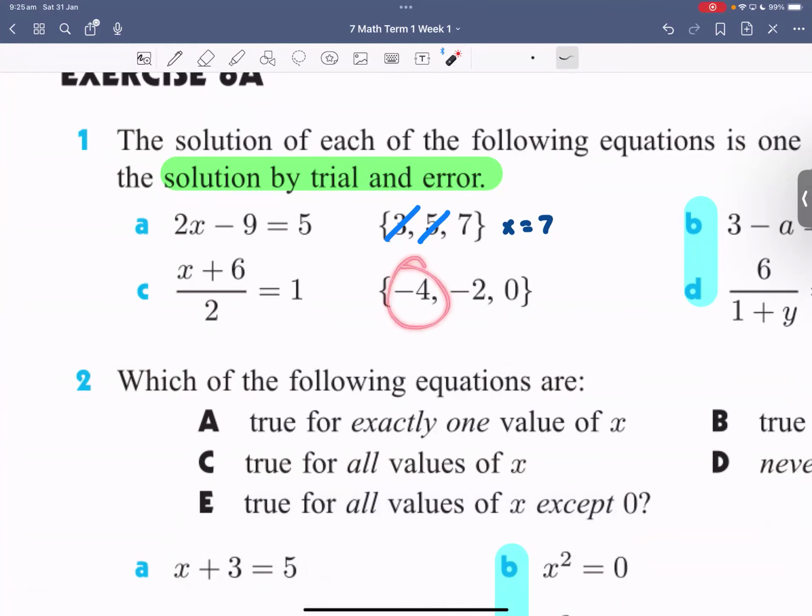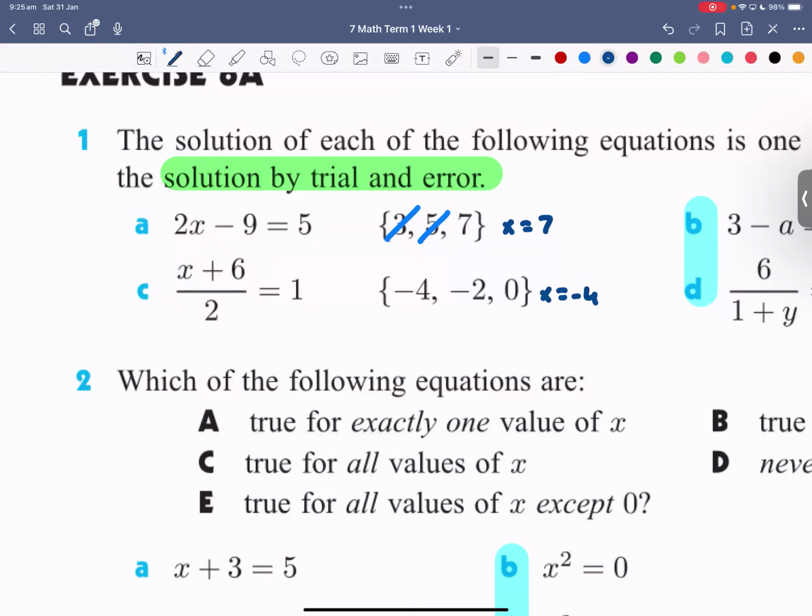Okay, so -4. What's -4 plus 6? 2. -4 plus 6 is 2. What's 2 divided by 2? 1. Oh, great. We got the answer straight away. That's only because they told us which numbers to try. If they didn't tell us which numbers to try, it would have taken forever. So the answer is x equals -4.